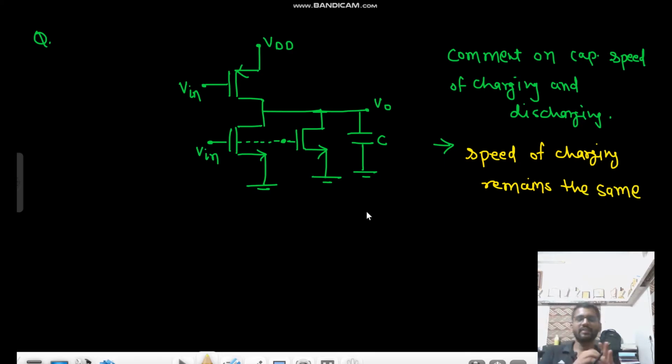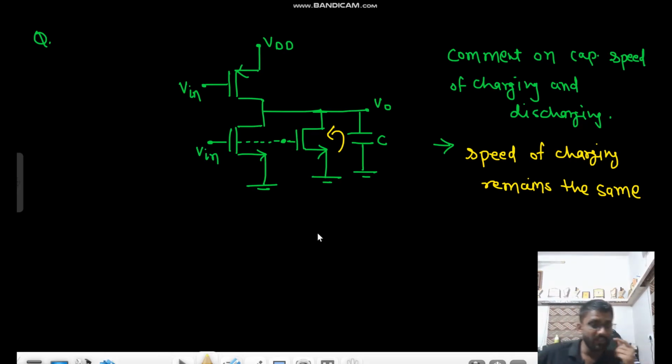Now coming to the speed of discharging. In case of one NMOS, we now have two NMOS. If we have two NMOS in saturation region, we will have two current sources. That means we will have more current, so more current will be coming out of this capacitor, right? That means it will discharge fast. So the speed of discharging is increasing.